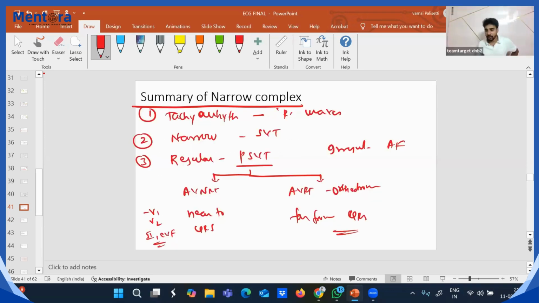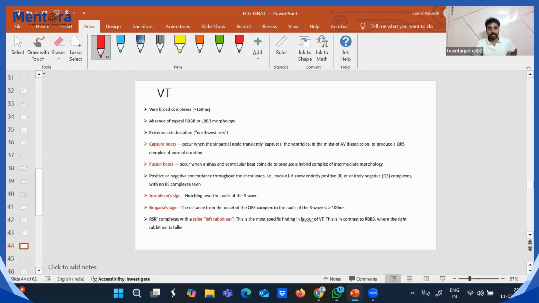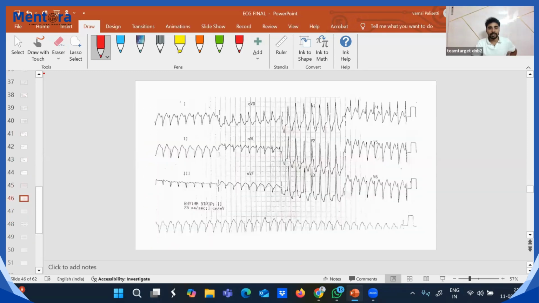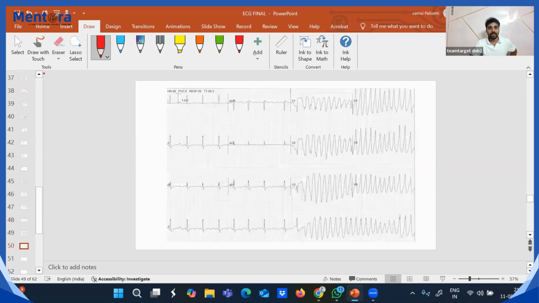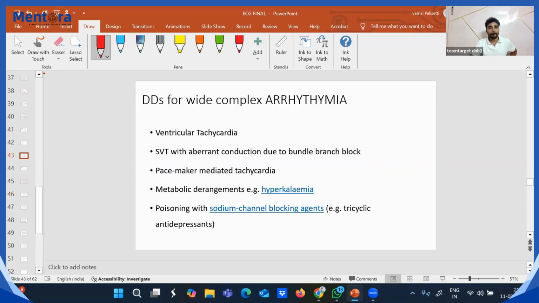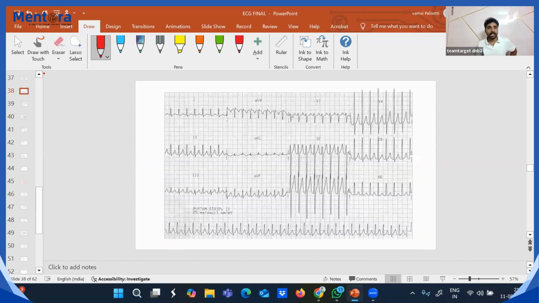So can we go ahead with wide complex, or since it is becoming late, can we proceed another day? No, sir, we can go ahead. I think it will take so much time. In the VT also we have to discuss many things, the differential diagnoses of VT, the percentage points. Yeah, it will take time. Okay, we'll stop the class here. This week again I will take one more class regarding VT.